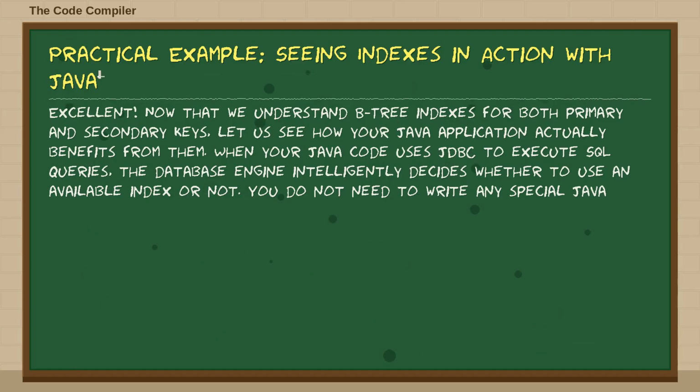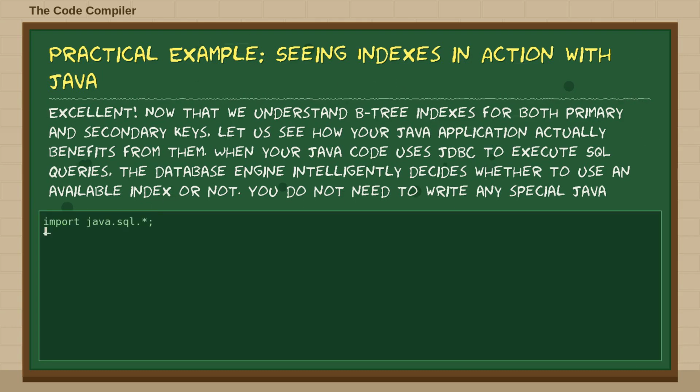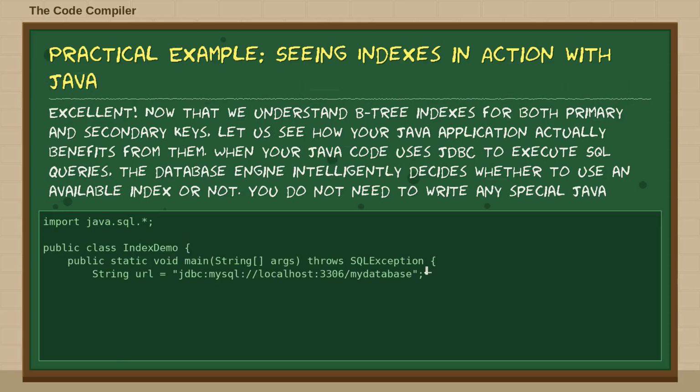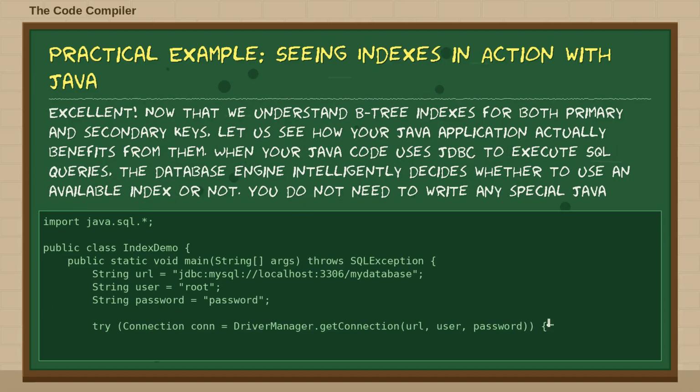For example, if you query your users table by ID or email, the database will leverage the B-tree indexes we just discussed. This means faster response times for your users and a more efficient application overall. Here is a simple Java JDBC example demonstrating how you would query an indexed table.